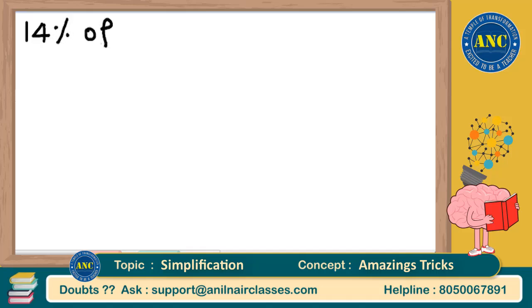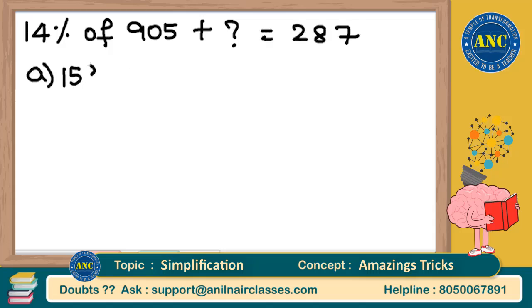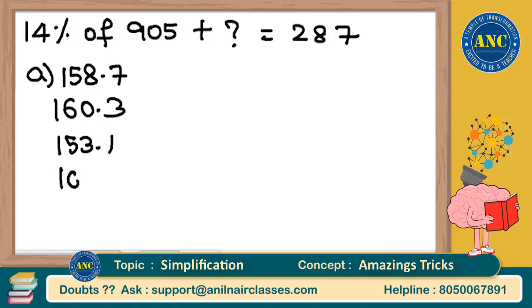14% of 905 plus question mark is equal to 287. Options are 158.7, 160.3, 153.1, 162.5, none of these.